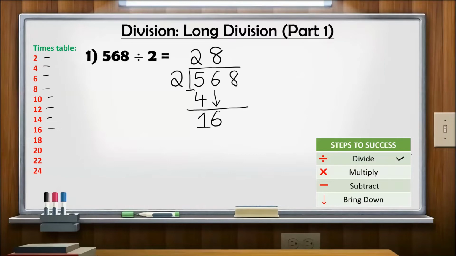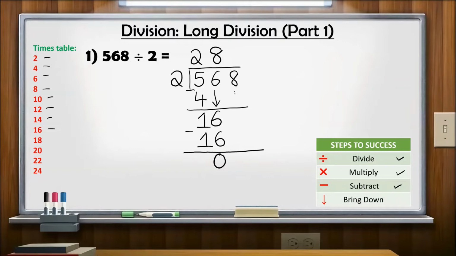The next step I'm going to do is multiply. I'm going to multiply my answer of 8 with my divisor. So 8 times 2 is 16. So I'll place that underneath here like this. The next step then requires me to subtract. So I'm going to take away 16 from 16, which gives me 0. What this 0 tells me is I have no remainders when I divided 16 by 2.